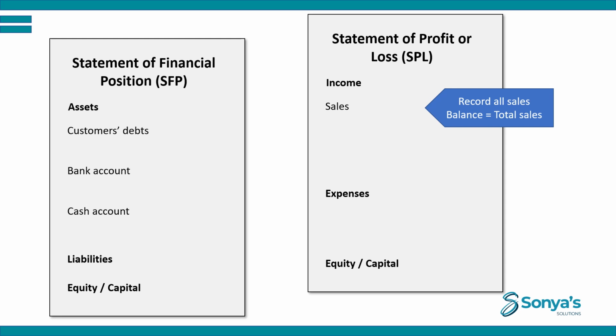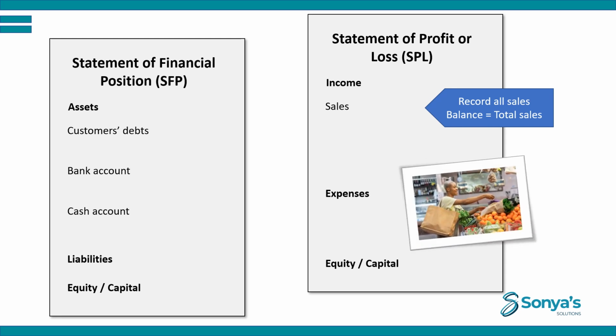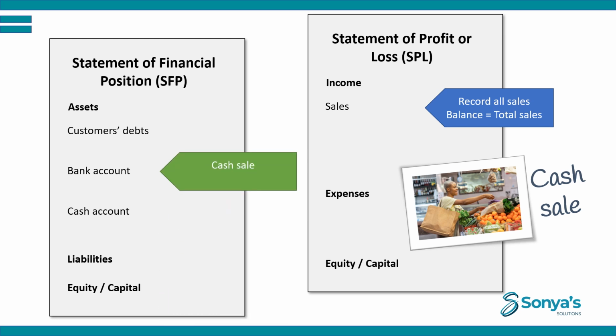For example, a supermarket's customers are all likely to pay for what they buy immediately. We call this type of transaction a cash sale, even though they might pay using debit or credit card. The money that passes through the bank is recorded in the business's bank account. If the business keeps the cash it's received on the premises, it's recorded in a cash account.